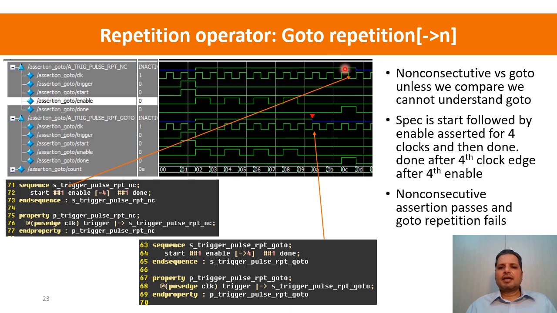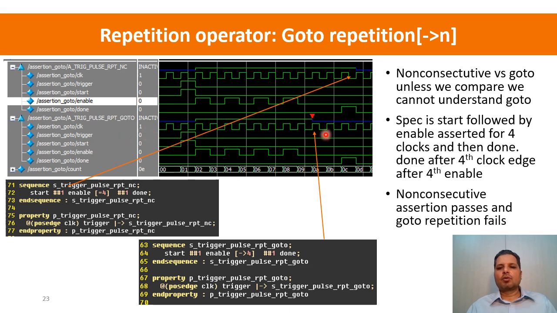Now when the done comes, the non-consecutive repetition has passed. I can see that it got activated as soon as your antecedent condition was met, and then as soon as the done, which is the endpoint for your consequent, because our sequence is the consequent, came, the sequence got completed. So this has passed successfully.